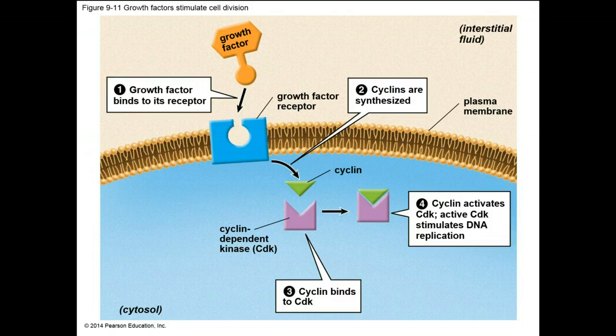Although CDKs drive the cell cycle, multiple checkpoints ensure that the cell successfully completes DNA synthesis during interphase, and that proper chromosome movements occur during mitotic cell division. So growth factors bind to receptors. They stimulate the production of cyclins, and then cyclins bind to and activate CDKs, which then start the process of cell division.